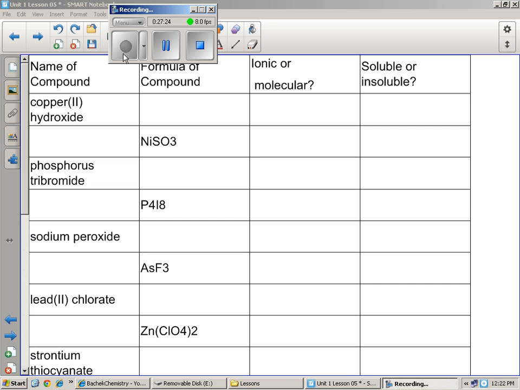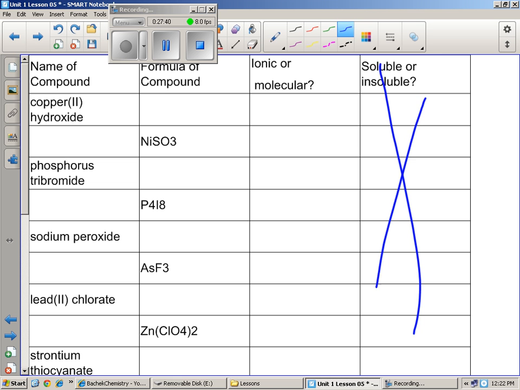You're going to get to your worksheet here. Once again, it's pretty straightforward. You're going to tell me the formula or the name. You're going to tell me if it's ionic or molecular. You're not going to fill in the soluble or insoluble part yet. We'll do that. Don't worry. We've got time. I didn't tell you anything about that. Don't fill that in, please. Even if you think you know, just don't. It's less homework. It's fine.